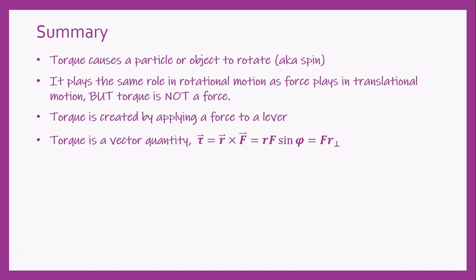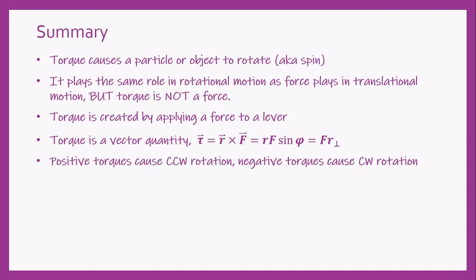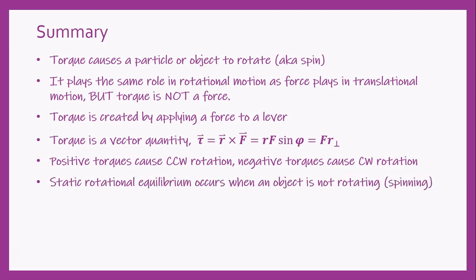Torque is a vector quantity, and it's calculated by doing cross multiplication between the lever vector and the force vector, and that is equal to the magnitude of the lever times the magnitude of the force times the sine of phi, where phi is the angle measured from the lever vector to the force vector, and that in turn is equal to the force times the lever arm. Positive torques cause counterclockwise rotation, negative torques cause clockwise rotation.